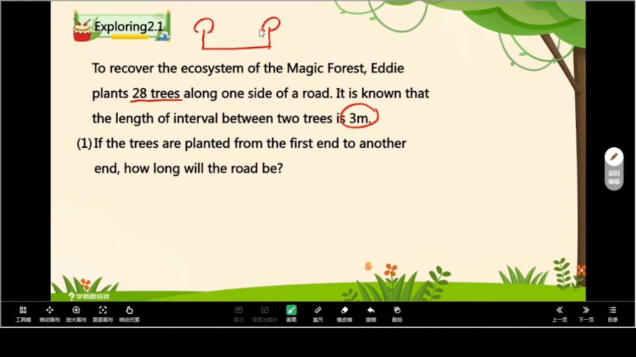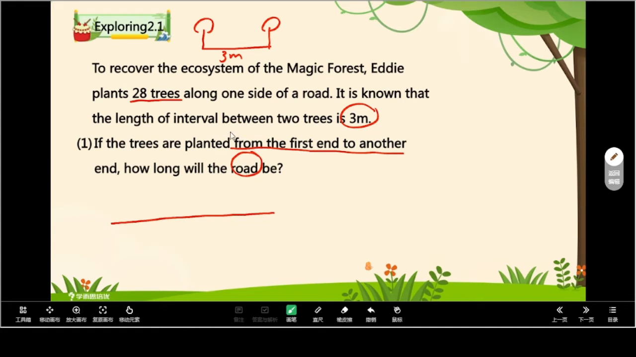And the interval between them is 3 meters, right? So let's continue to see our question. If the trees are planted from the first end to another end, how long will the road be? This time the question is asking about the road. So let's draw a diagram. Let's draw out our road.